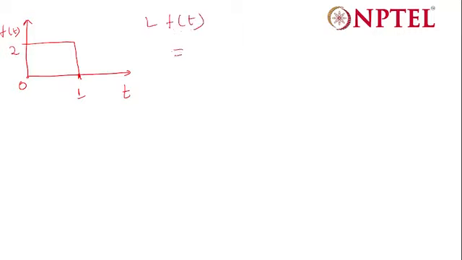So how will you write? We have 0 to infinity. So here our function exists till 1. So we'll write 0 to 1 f(t) e to the power minus st dt. So you'll write e to the power minus st. The function value is from 0 to 1. What is your function value? That is 2. Okay.